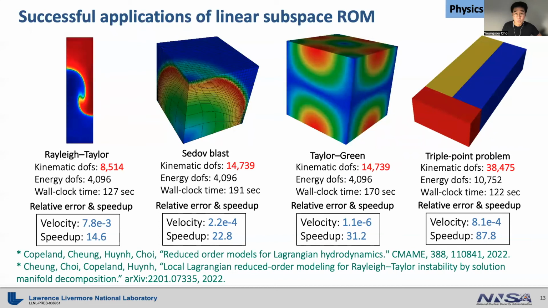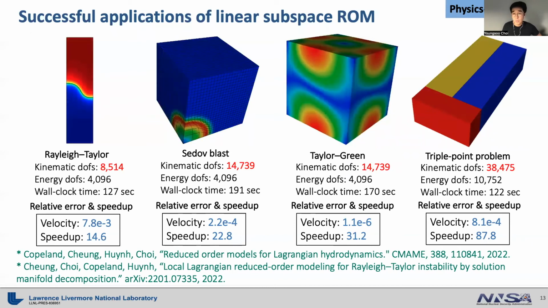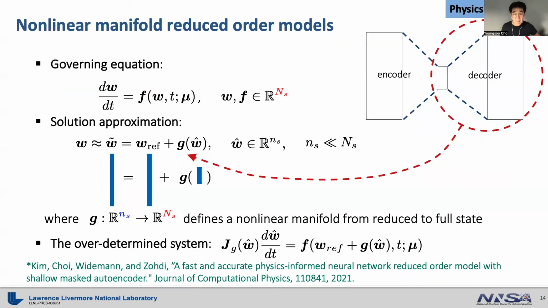For example, we were able to extend the traditional projection-based reduced order model to time windowing approach and applied it to several Lagrangian hydrodynamic problems. Here you are looking at the cases where the reduced order model achieves a speedup of 14.6 to 87.8 with an indistinguishable accuracy level, that is, a relative error less than 0.1%. There are many variations of projection-based reduced order models. For example, the solution does not always have to be represented by a linear combination of reduced bases.